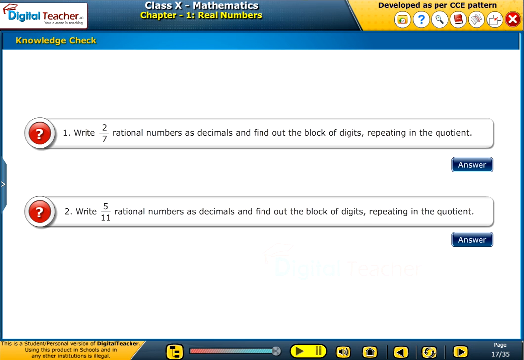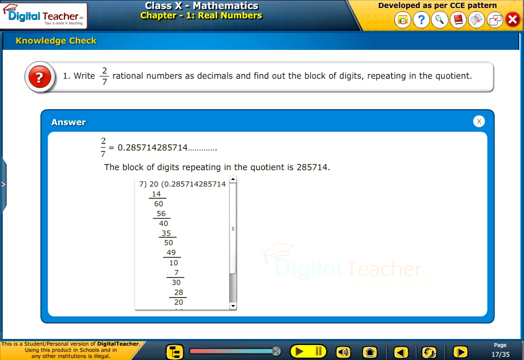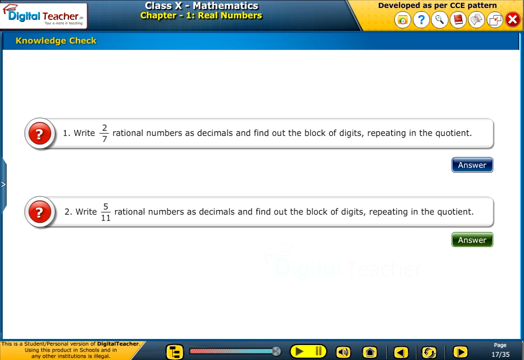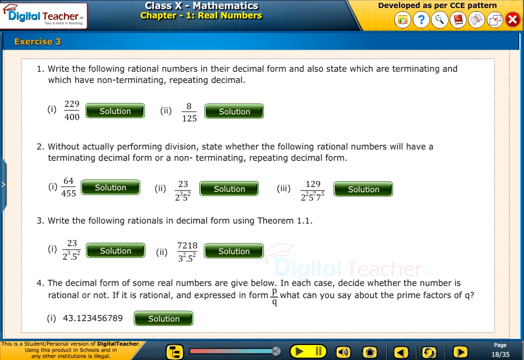Now, attempt the following problems. You can click the Answer tab to verify your answers. Let us solve a few exercise problems. Click the tab to view the solution.